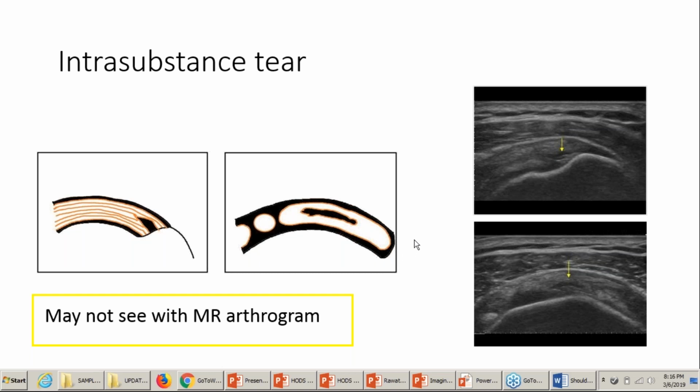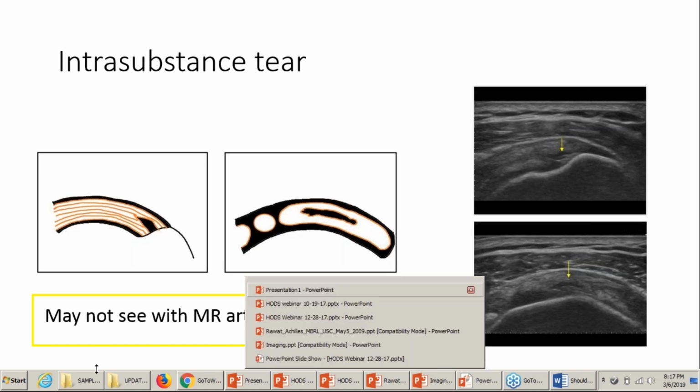Yeah, and you can measure it, but you will say there is a focal hypoechoic defect in the mid substance of the supraspinatus tendon, rather than intrasubstance. Yeah. So here the cortical margins are smooth. If there are those findings, you can also include that in your impression. So here the cortical margins are smooth, so it's just the focal defect that you're seeing.